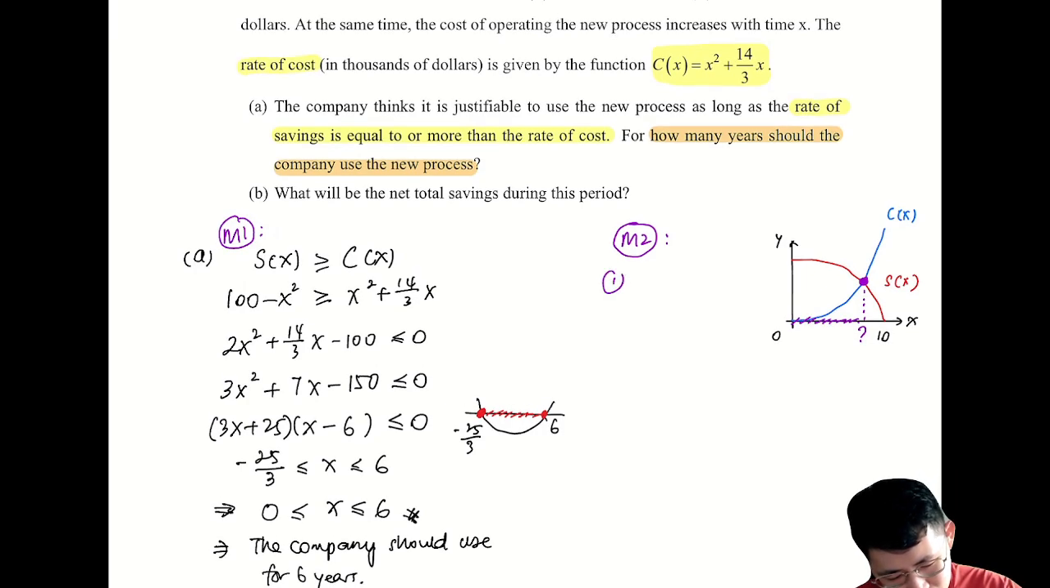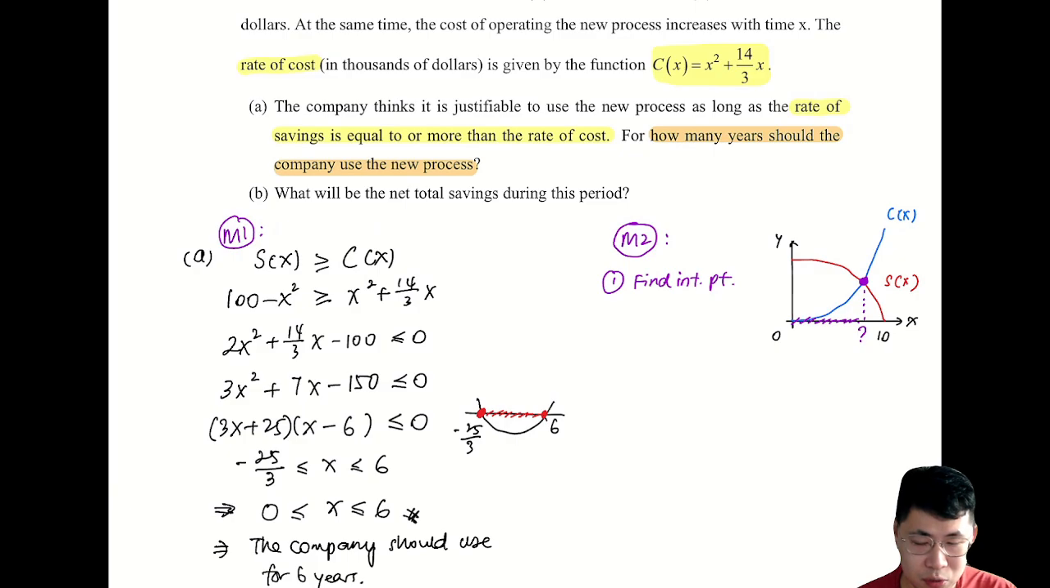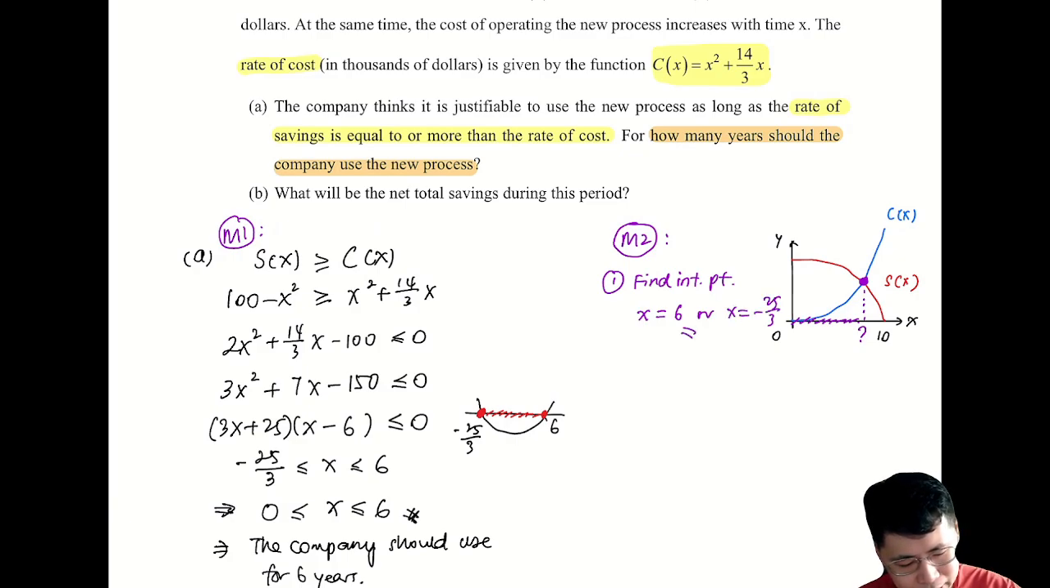So the method that we're going to do is we're going to find the intersection point first, right? We can make use of the GC to find the intersection point. We can also use algebra to find the intersection point, which will be x equals 6, or x equals negative 25 over 3, but we are going to take this one. So making use of this intersection point, following this inequality, following this region, it will be just between 0 to 6.